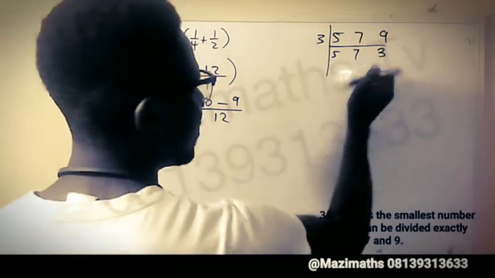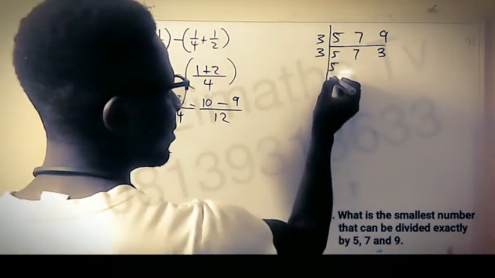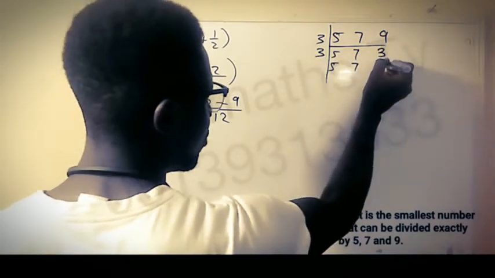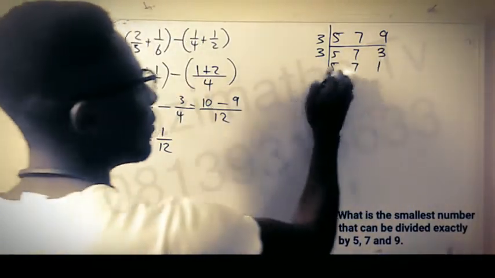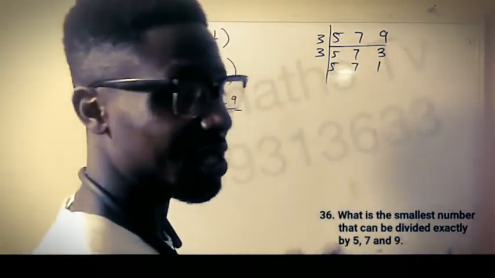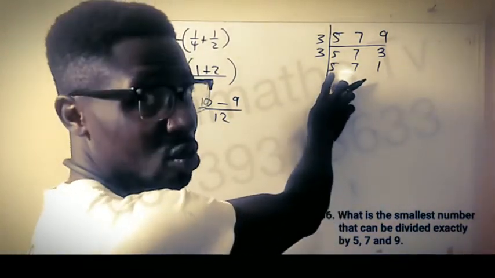Okay, so I still have 3 there, which means I'm using 3 again. Remember, 3 cannot divide 5, so you write it down. 3 cannot divide 7, you bring it down. 3 can divide 3, you get 1. Now I have 5 and 7. These are prime numbers. Nothing else can divide them except itself. This 5 now, only 5 can divide it.